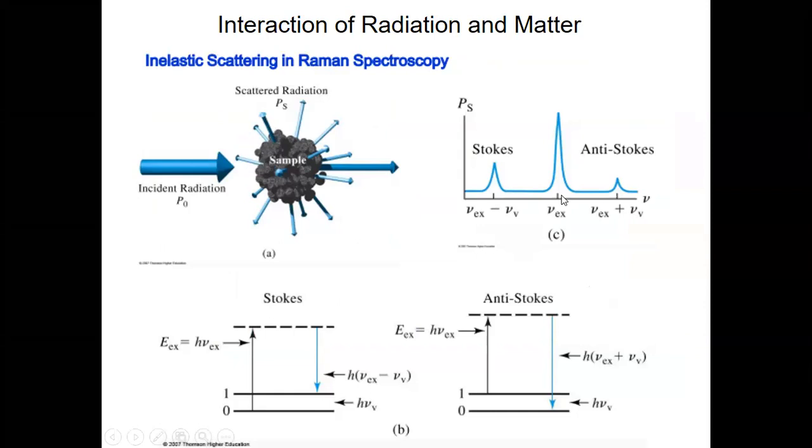And inelastic scattering in Raman spectroscopy. When scattering happens, it can be either elastic scattering or inelastic scattering. Elastic scattering means there is no energy change. When it comes to inelastic, there is a certain change of energy associated with that scattering process. Maybe the energy will increase or decrease.